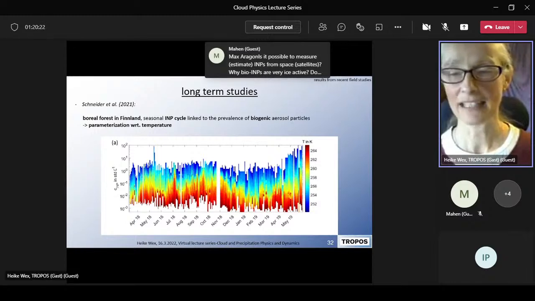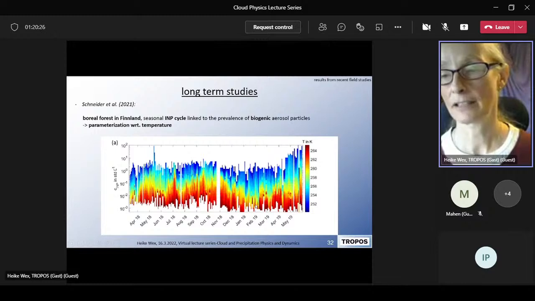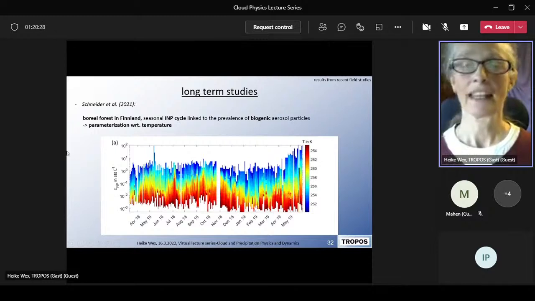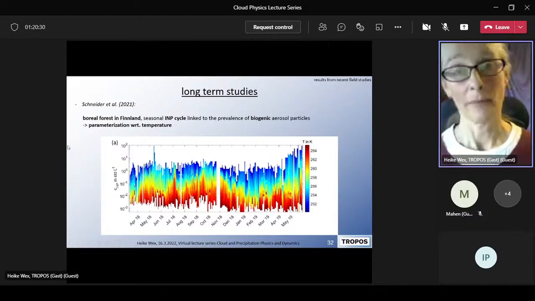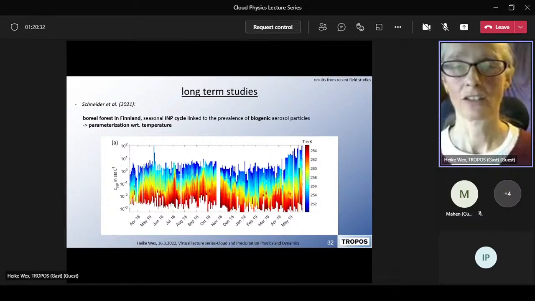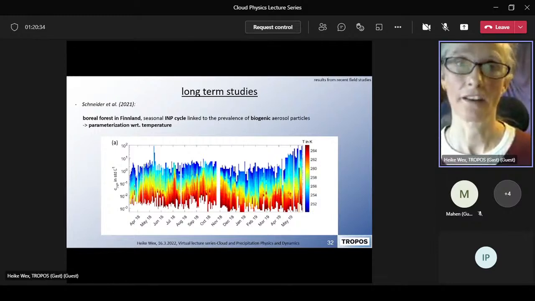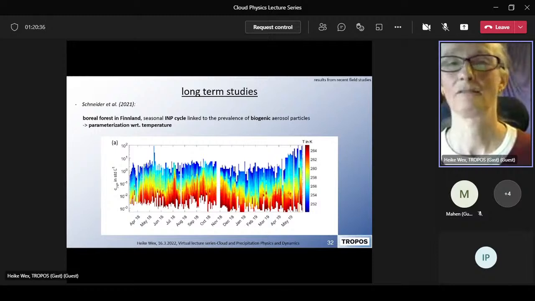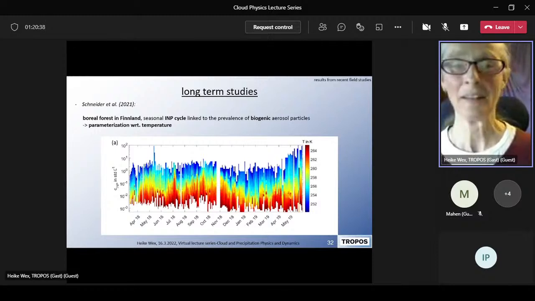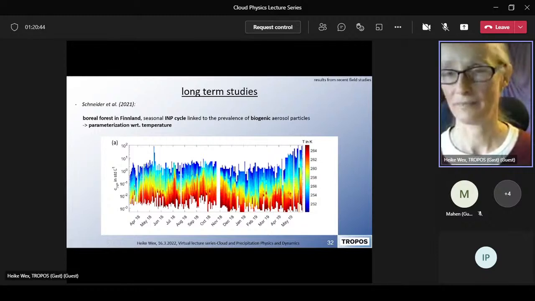And so you do see there is a cycle. It's like higher concentrations in summer and lower in winter and going up again in summer. They compared their INP concentrations with a lot of different parameters and found no correlation. And so they suggest one could parameterize INP with respect to temperature.